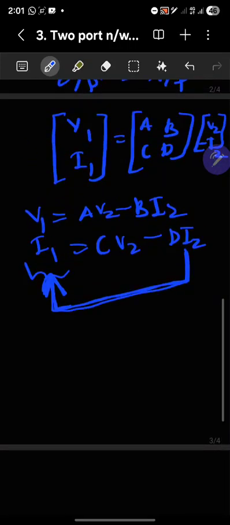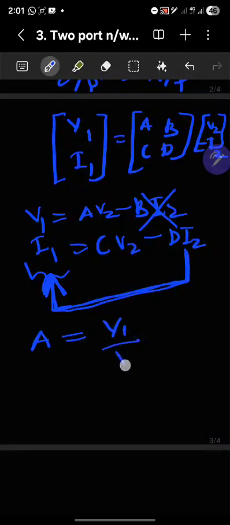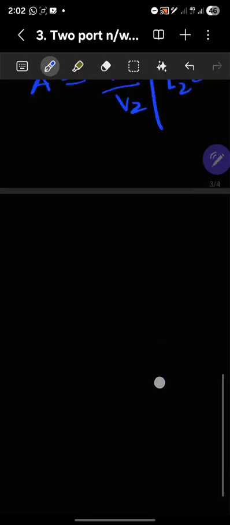And similarly from here we can define what A is. This term should be equal to 0 to get A. So A is equal to V1 by V2 provided I2 is equal to 0. What is V1 by V2? This is the input and output voltage ratio provided the output is open. Similarly, we can define the other parameters B, C, D. I am not going into detail here. We can go through that.